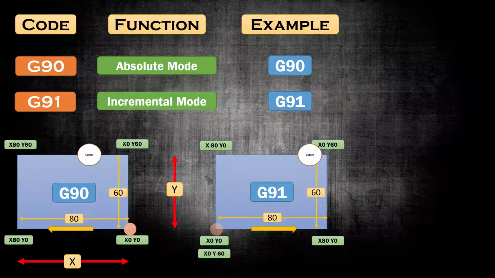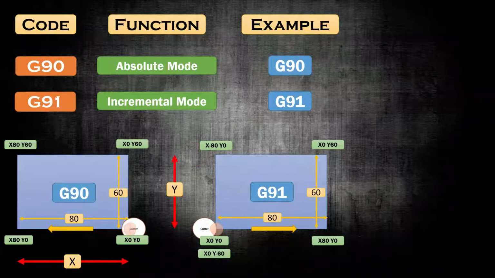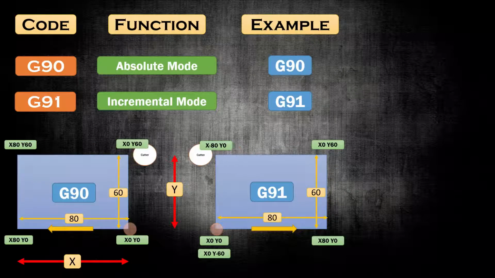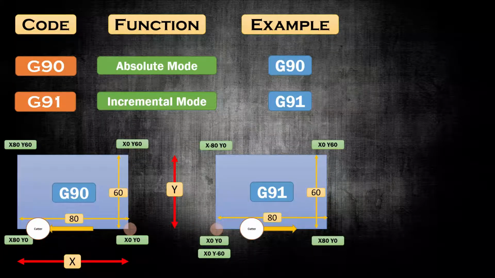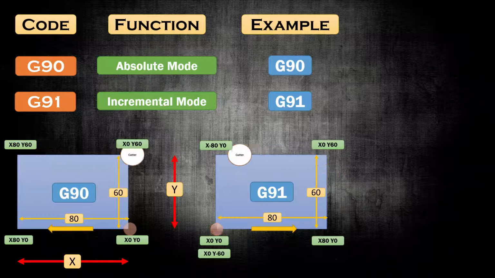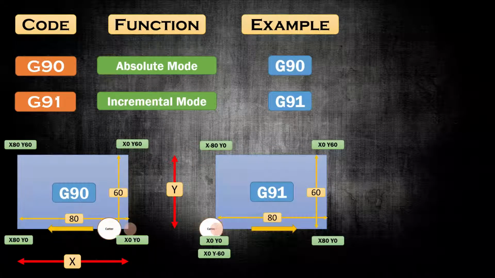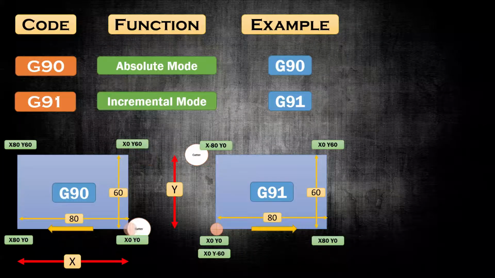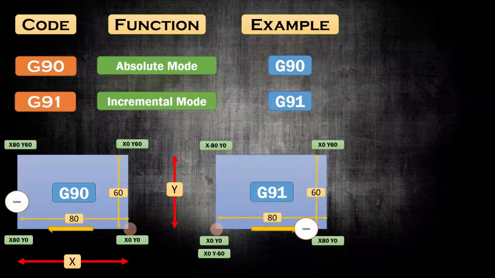So I can say that in absolute mode the origin is fixed, whereas in incremental mode the previous point of the cutting tool is considered to be the origin. So these are the differences between absolute mode and incremental mode. Which mode you are going to use, you can select by using the codes G90 and G91.